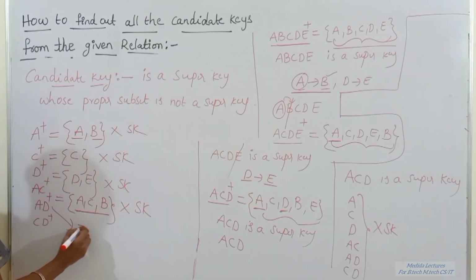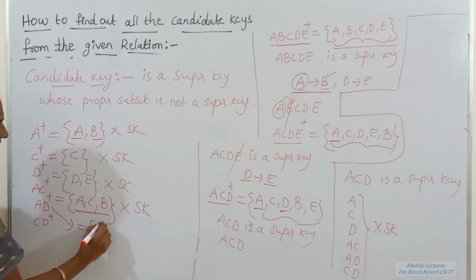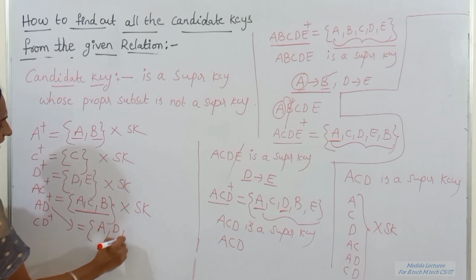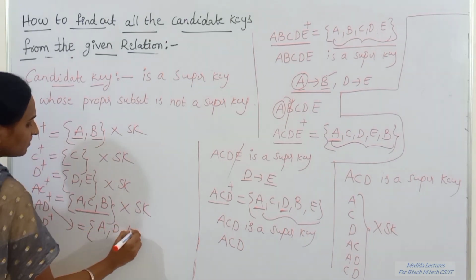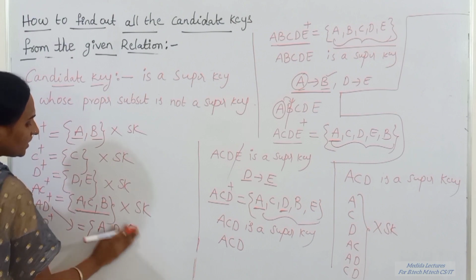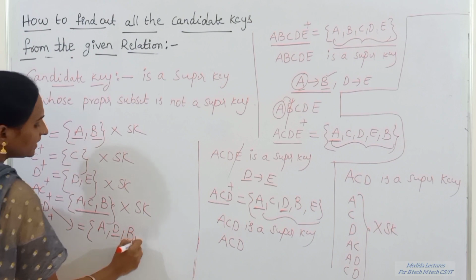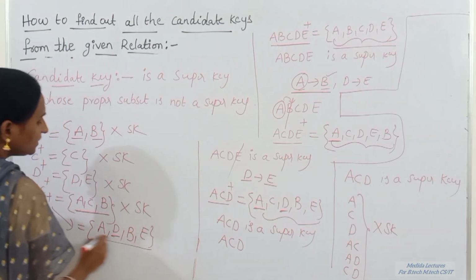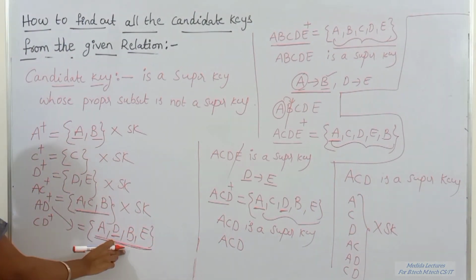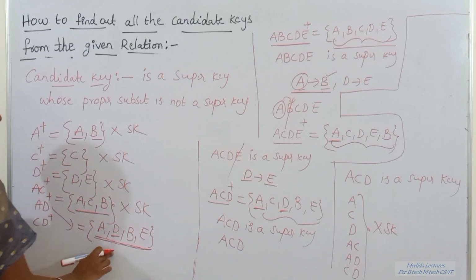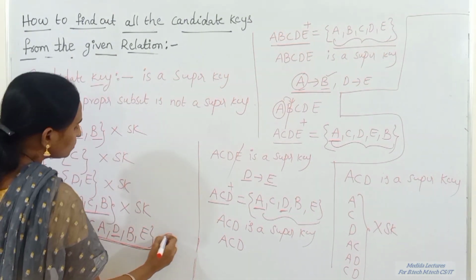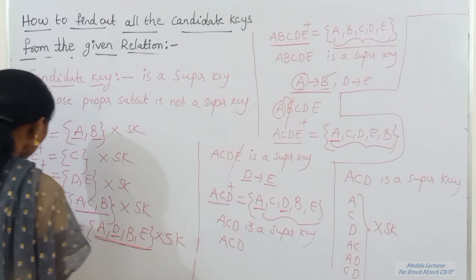Find out AD closure. AD closure first itself determines AD. If you have A, then you can determine E. If you have A, then you can determine B. If you have D, then you can determine E. But here there is no C attribute. So it is not a super key.